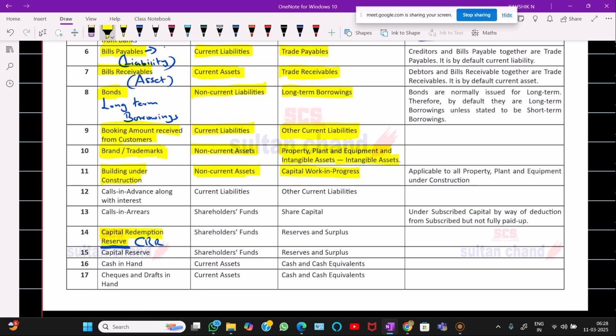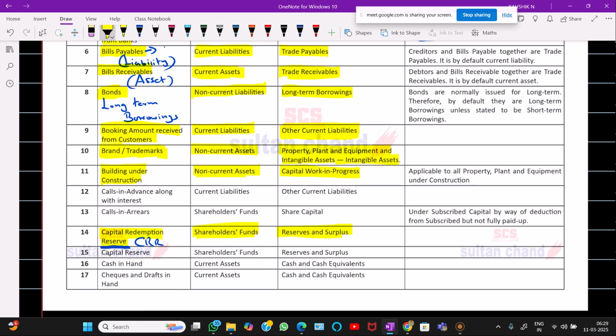So now tell me, what is this reserves and surpluses? Is it a major head or subhead? Subhead, sir. Then what is the major head for that reserves and surplus? Shareholders' funds, sir. That's it. So here you have capital redemption reserve. For that, the major head is shareholders' funds and the subhead is reserves and surplus.